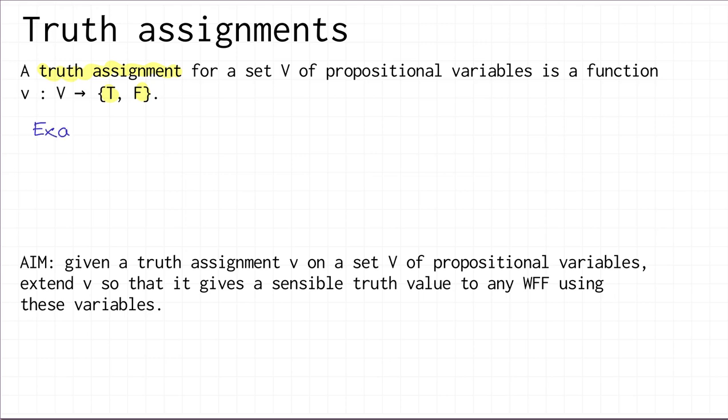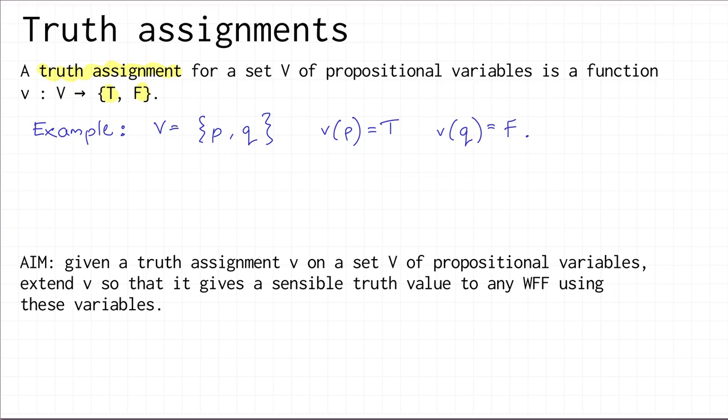So if we just take as an example, we might take our propositional variables to be just P and Q, and then an example truth assignment would be the one which sent P to true, which we'd write like this, and Q to false. So there's one example truth assignment, and of course there will be several others. In fact, if you've got 2 propositional variables, then there will be 4 different truth assignments, because P could be true or false, and Q could be true or false independently of what P was. So that's 4 combinations in total.